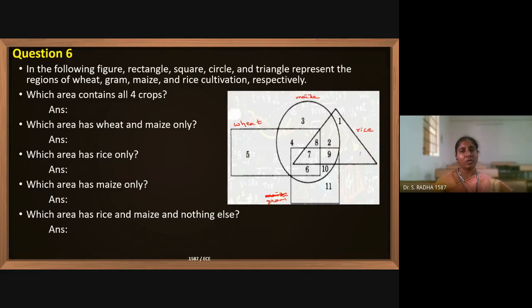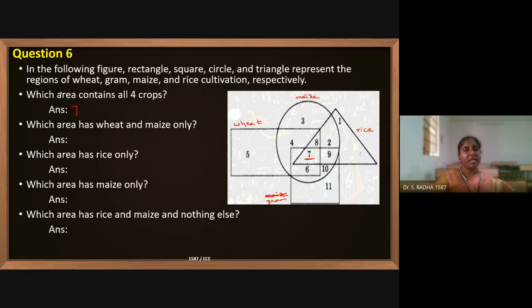If you take 8, square is not present. If you take 9, rectangle is not present. If you take 6, triangle is not present. If you take 10, rectangle is not present. So all the 4 are covered by this number 7. So 7 is the area where all the 4 crops are present.